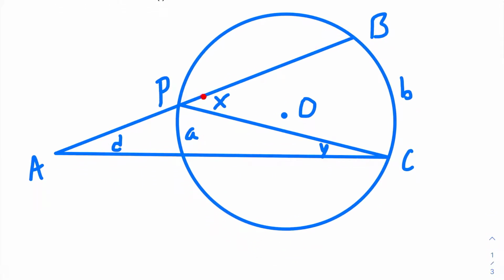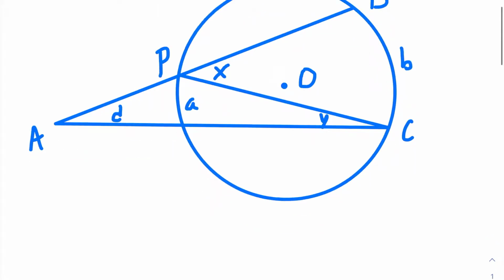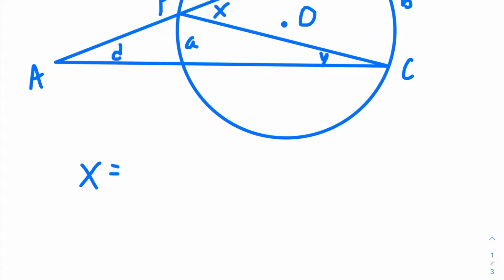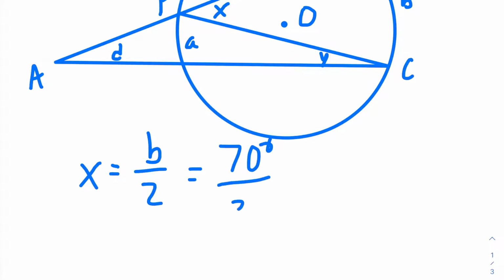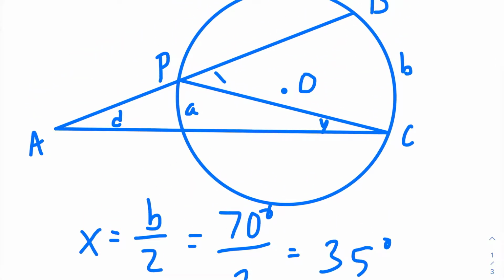So, how could we find the measure of angle X? Well, X is inscribed in the circle, so it's just half of the arc it subtends, which is B. So, X is equal to B over 2, which is equal to 70 degrees over 2, because B is 70 degrees, which is equal to 35 degrees. So let's erase that and put 35 degrees here.